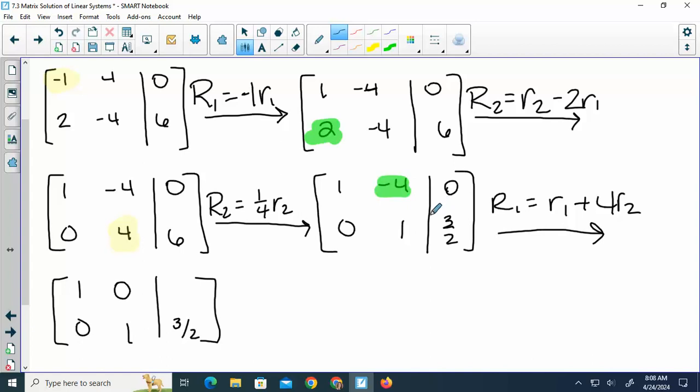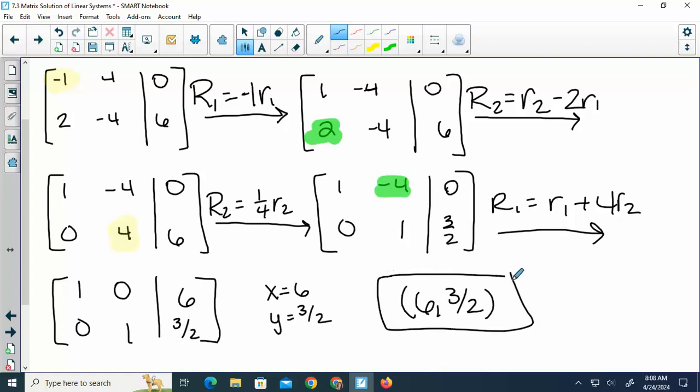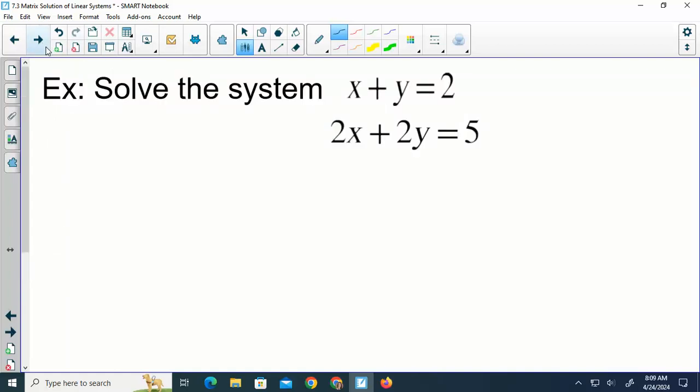So 0 plus 6, 6. And now we're done. The first equation is, and the second one, so then we just write it as 4 here. Woohoo! Is that one okay?